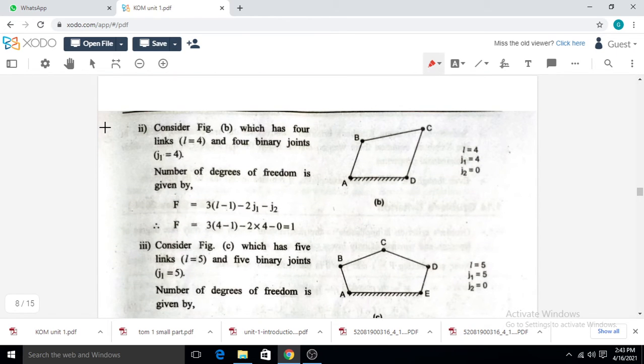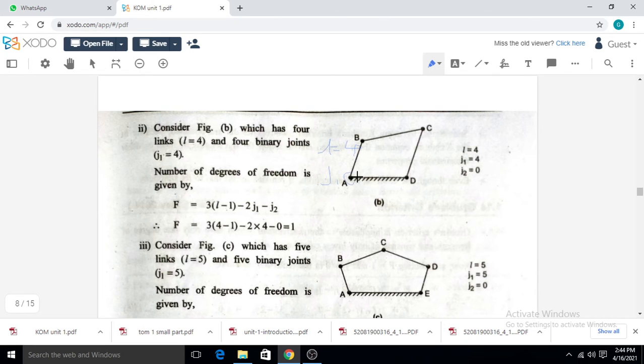Now we have to find the degree of freedom in case B. Here the number of links is L equal to 4. Number of binary joints means J1 is the binary joint.